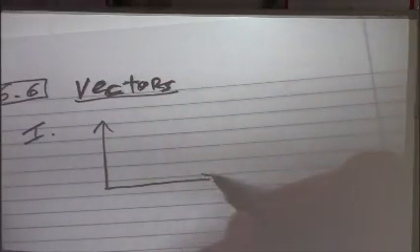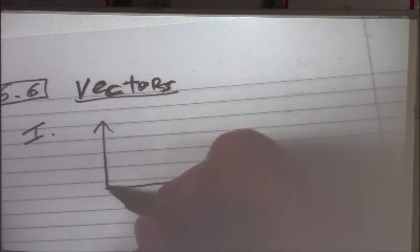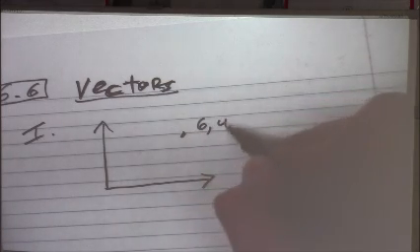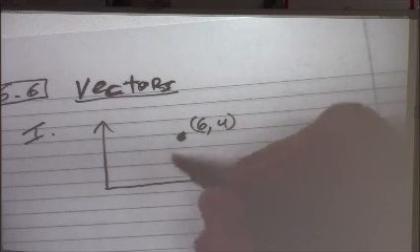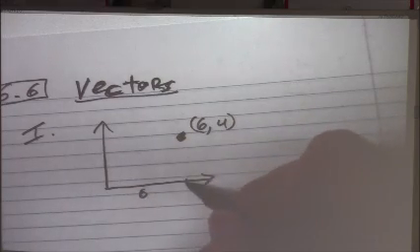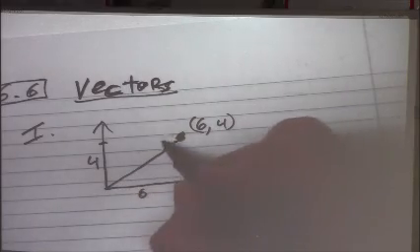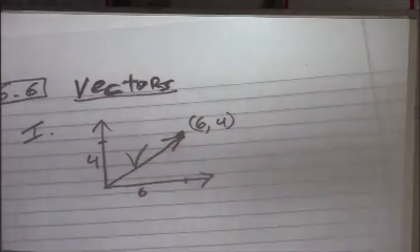So part one, I'm going to do a simple little graph here, and I'm going to go up. I'm going to put a point here where it's 6 and 4. So this is a distance of 6, this is a distance of 4, and I'm going to go out to that point, and this is our vector.